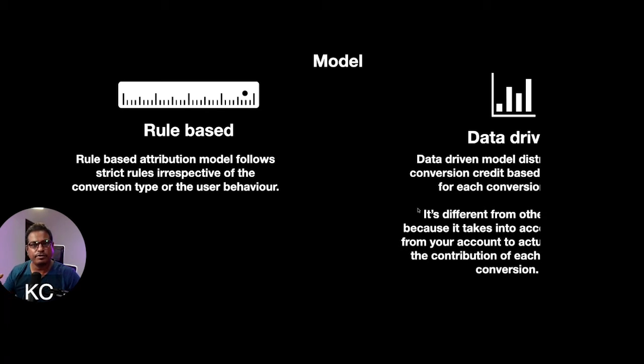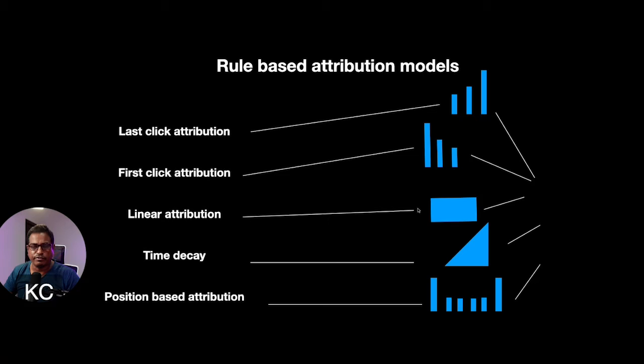Now, the rule-based approach is defined by you, while the data-driven approach is really based upon the data that your own account has generated. This can be a meaningful approach in most cases, because you're assigning an attribution credit based upon the data that is being generated. Again, there are pros and cons which we will talk about later.